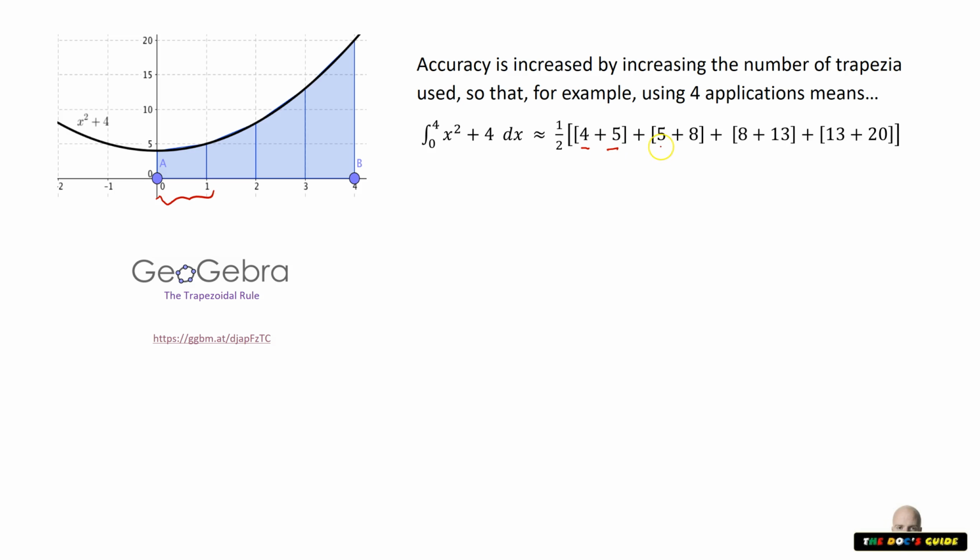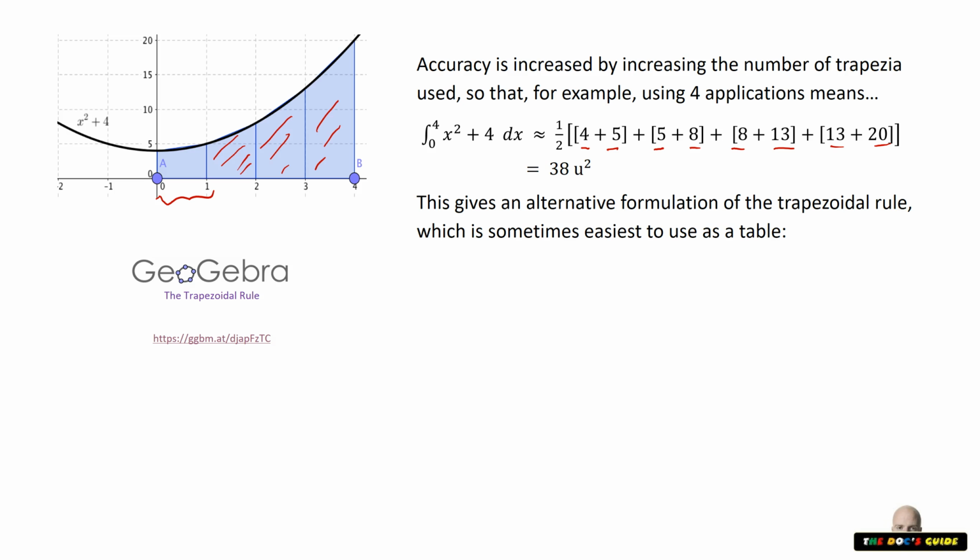That function of 1 then becomes the left-hand edge of this trapezium, just here. The right-hand edge is 8. That 8 is also the left-hand edge of that one. The right-hand edge is 13, and the 13 is also the left-hand edge of that one. And the 20 only turns up in one trapezium. And we go through, do all of that maths there, and when we do all the maths, we get 38 square units.